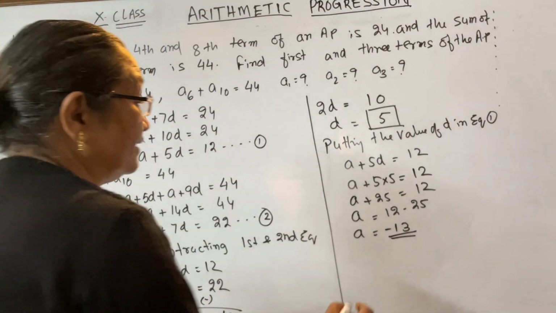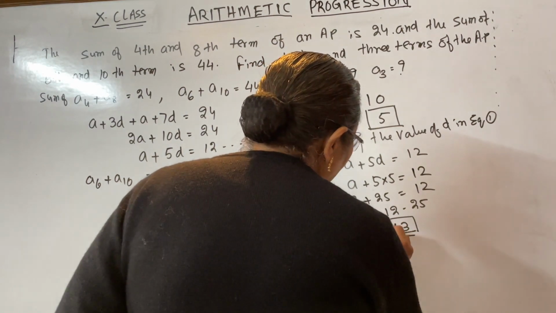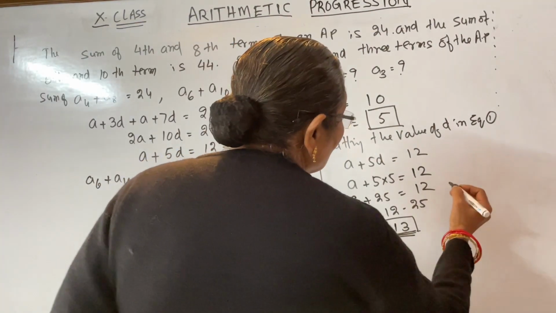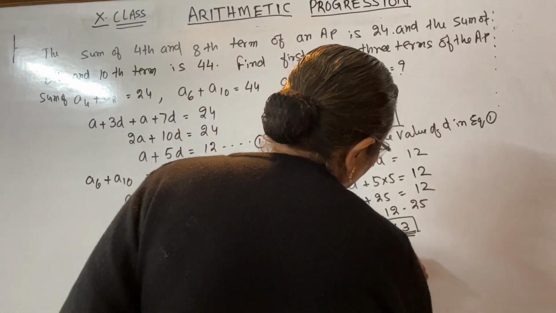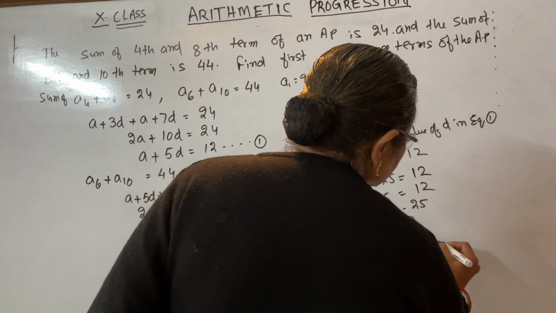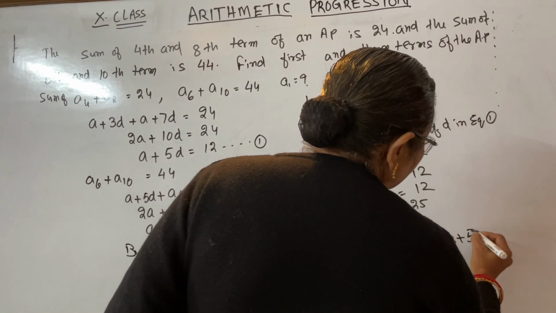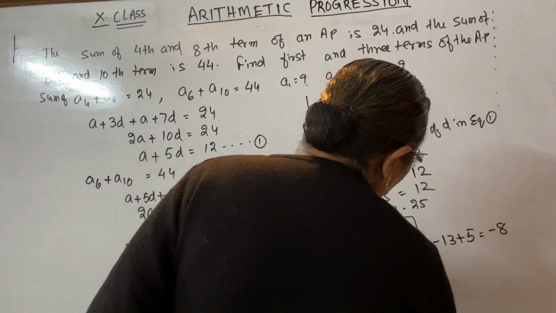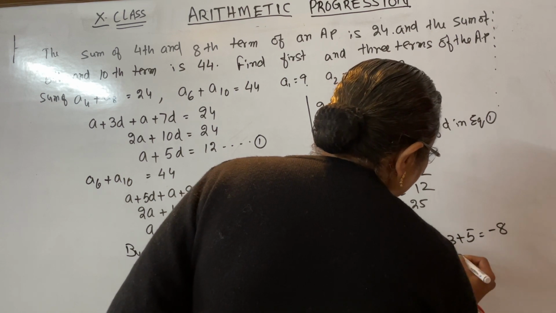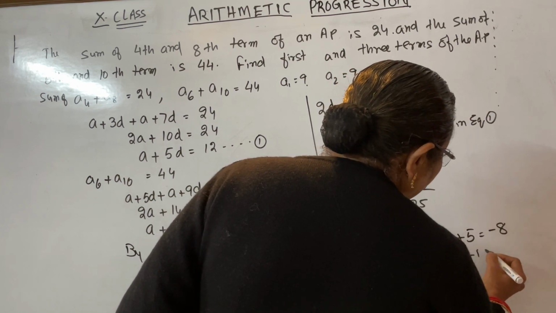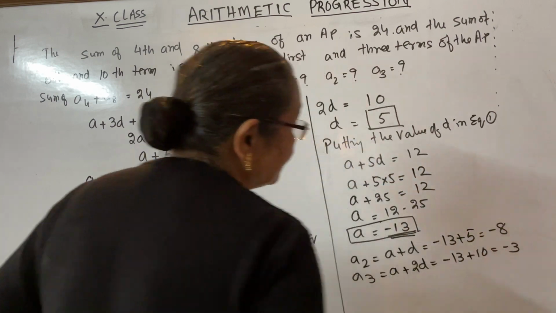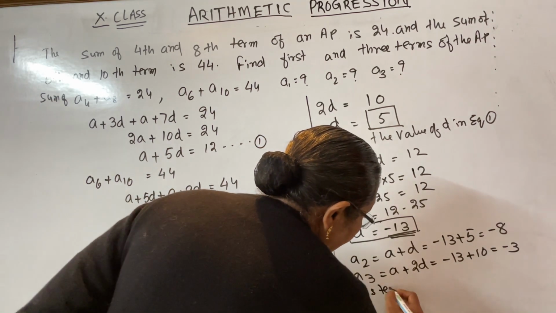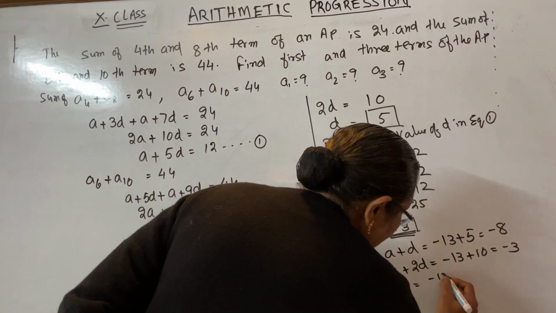Okay? Our A has come, minus 13. So now let's say two terms he said. A2 equals to A plus D. A is minus 13, D is plus 5. That equals to minus 8. A3 equals to A plus 2D. That equals to A is minus 13 plus 2D is 5 2s are 10. That is minus 3. What is our first term? Therefore, first term equals to minus 13.